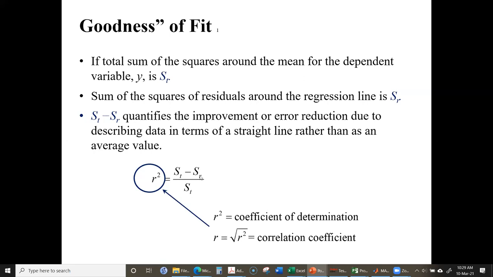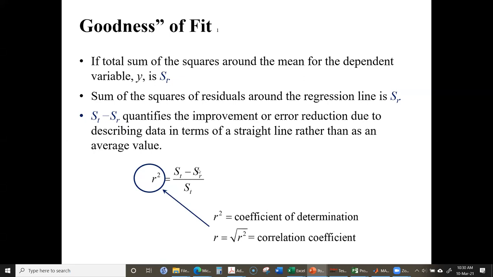So r square is equal to St minus Sr over St. Remember that St is the total sum of the squares around the mean for the dependent variable, and Sr is the sum of the squares of residuals around the regression line. So we can find the mean value of the data points, and we can find this regression line, and then find the difference between them. One of them will be the St, the other will be the Sr. So the difference between St and Sr will show the improvement.